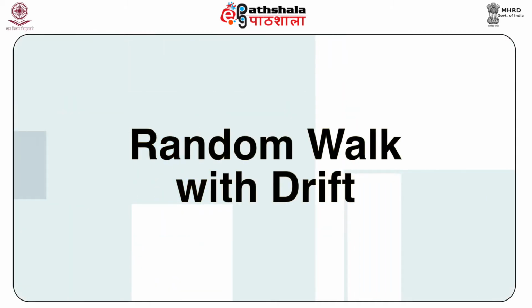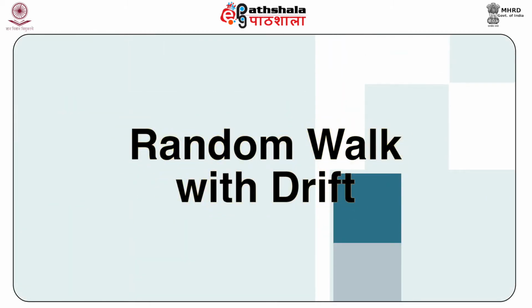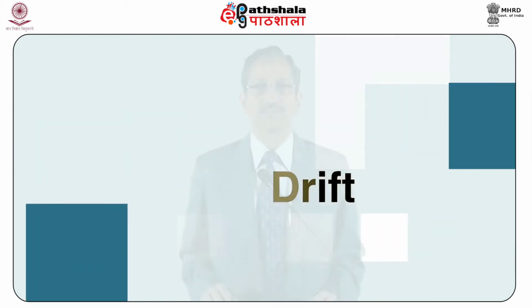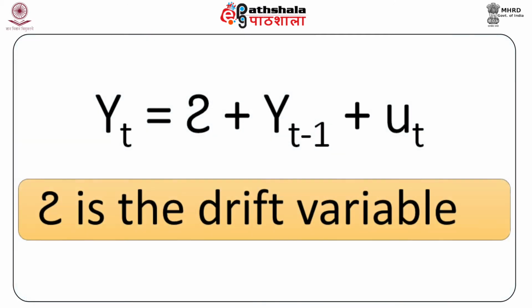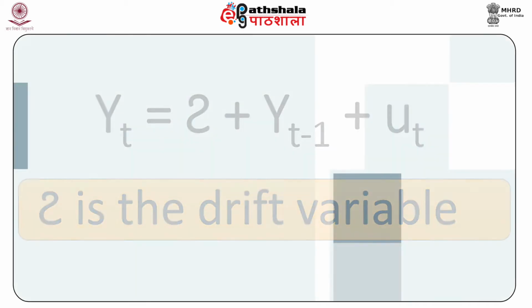You can see we are testing beta equal to 1, that is why we call it a unit root. But we can also have a random walk with drift. So what is a random walk with drift? On adding the drift variable in the random walk model, we get the random walk with drift model, which is represented as follows: yt is equal to delta plus yt minus 1 plus ut, where now delta is the drift variable.